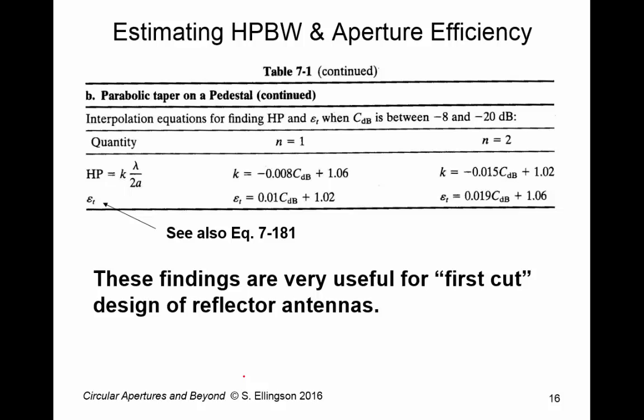And then you can even do some finer design here. So for example, here's a scheme for working out how to determine the edge illumination. If you want a certain half power beam width, you can work out what K is for that half power beam width based on the simple expression we already talked about. Given K, you can then work out the edge illumination, and given the edge illumination, then you can start to specify feeds that will give that edge illumination to you for a specified reflector. So these kinds of findings are very useful for first cut design of reflector antenna problems.